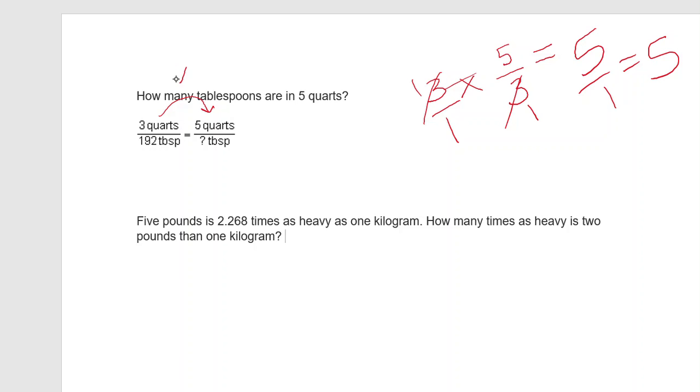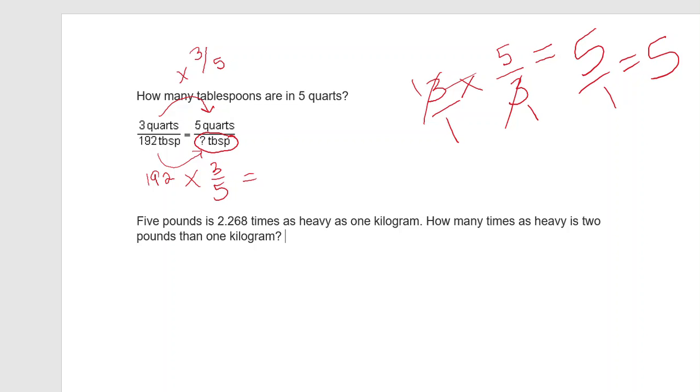So I see that I'm multiplying by 5/3 to get from 3 to 5, which means whatever I multiply by on the top, I have to multiply by that on the bottom. So 192 times 5/3 is how I would come up with the answer to this question.